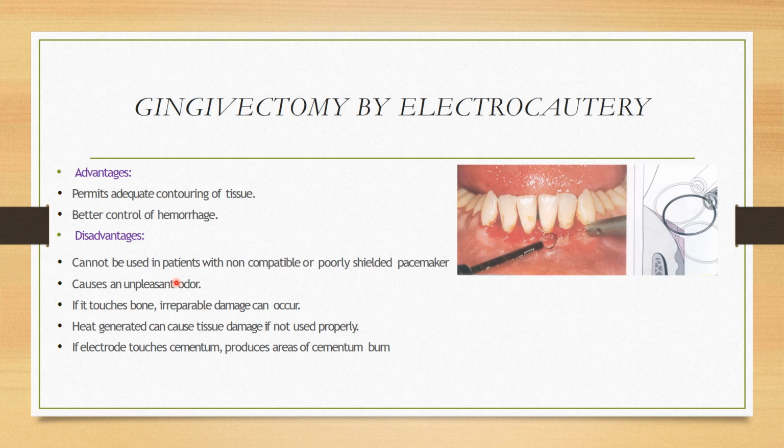And what are the disadvantages? It cannot be used in patients with a non-compatible or poorly shielded pacemaker. That is the main disadvantage of electrocautery, and it causes an unpleasant odor, obviously, since cauterization happens. If it touches bone, irreparable damage can occur to the bone, and the heat generated can cause tissue damage. If the electrode touches cementum, it can cause a cementum burn. So these are the advantages and disadvantages of gingivectomy by electrocautery.